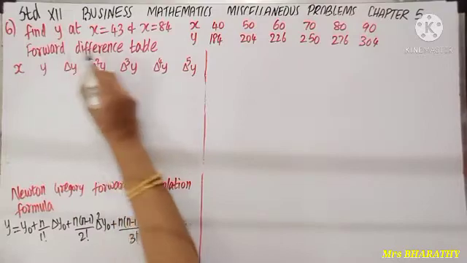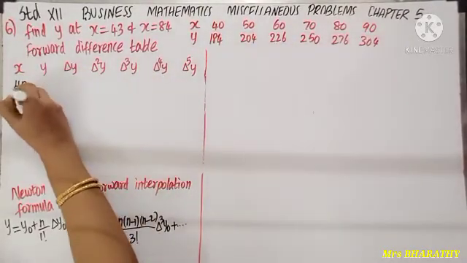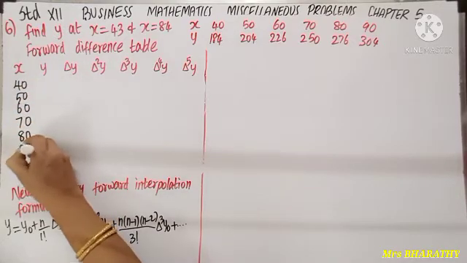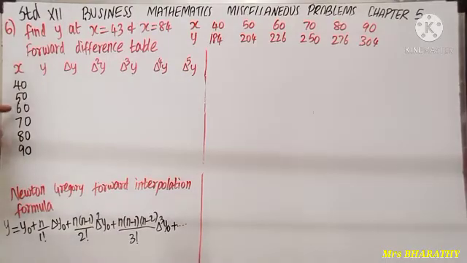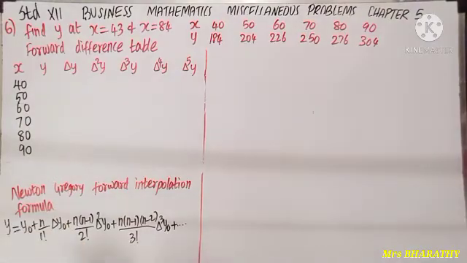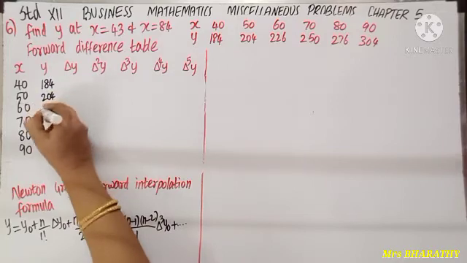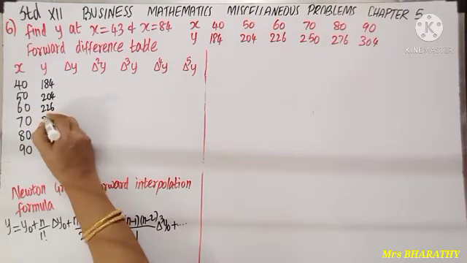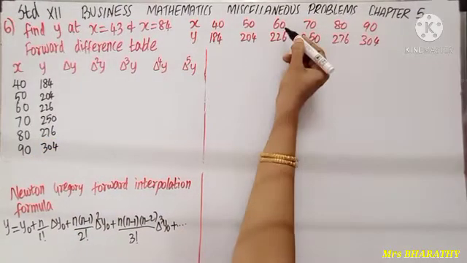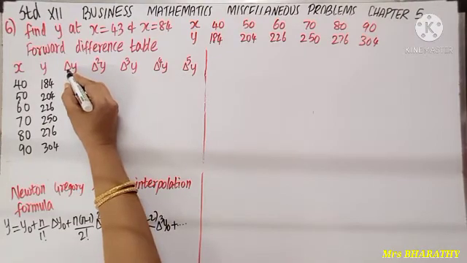As we create the forward difference table, copy x values 40, 50, 60, 70, 80, 90. The interval is spaced with 10 and uniformly increasing. Y values 184, 204, 226, 215, 276, 304. So the given table we have copied. Calculating the forward difference table.